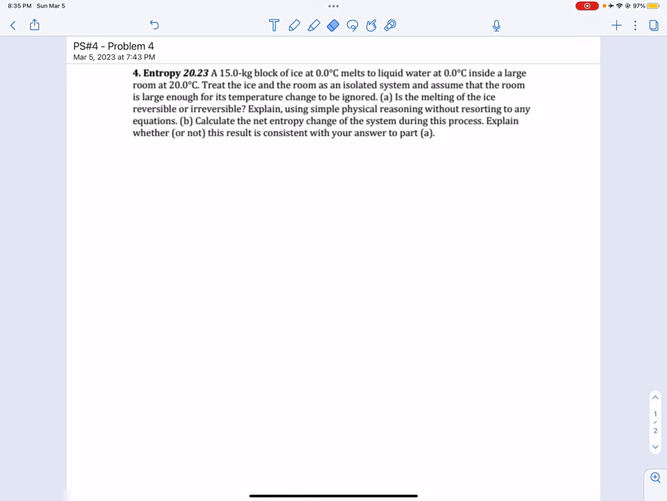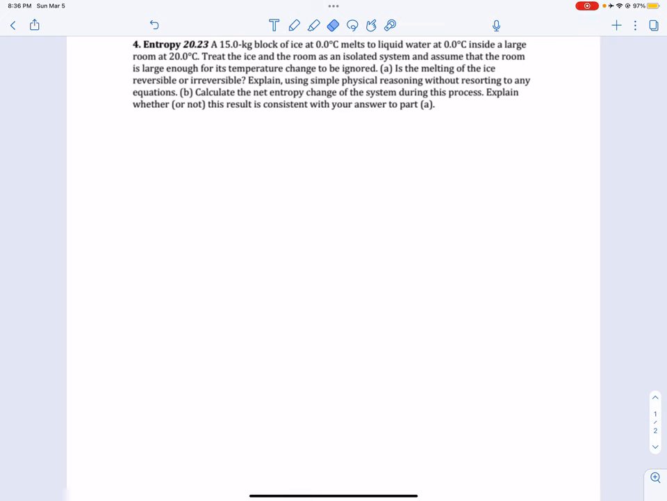Part A: is the melting of the ice reversible or irreversible? Explain using simple physical reasoning without resorting to any equations. Part B: calculate the net entropy change of the system during this process. Explain whether or not this result is consistent with your answer to part A.